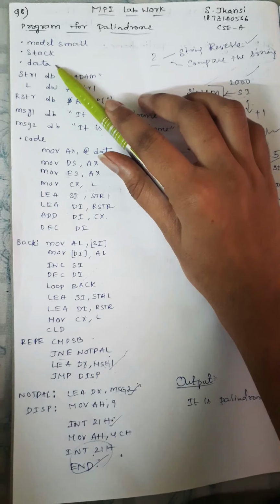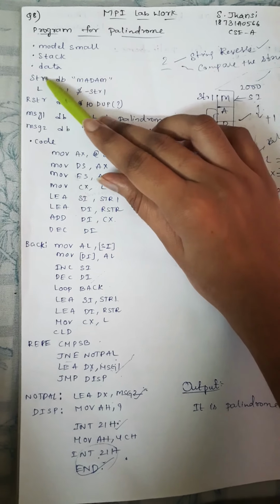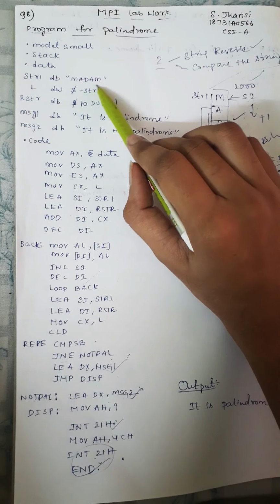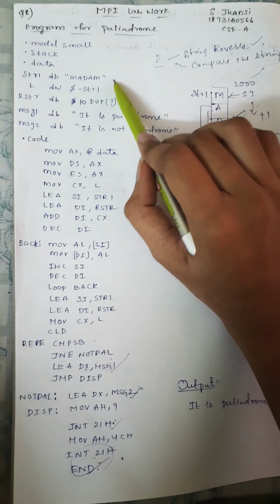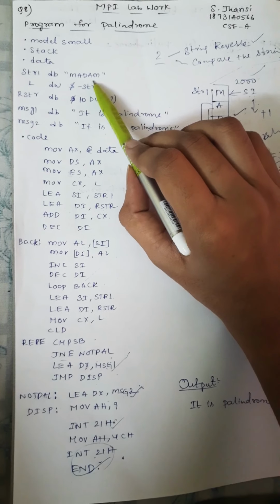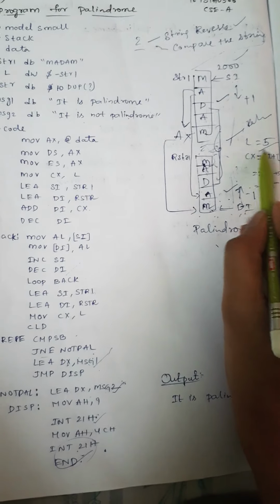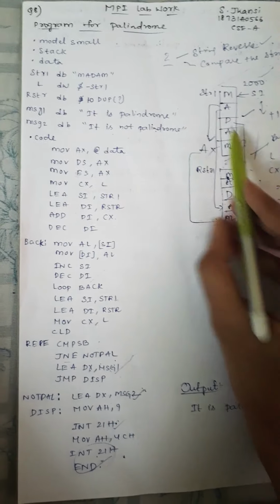Let us consider the data segment. In the data segment, first declare string 1. Here we declare the string madam to check whether this given string is a palindrome or not, and here the length of the string madam is L equal to 5.